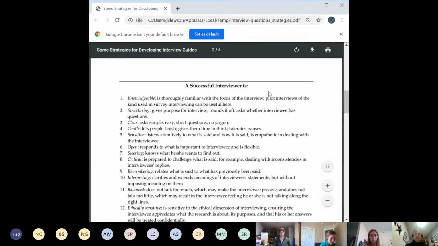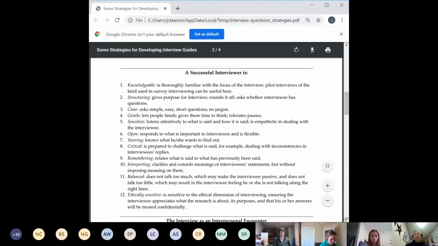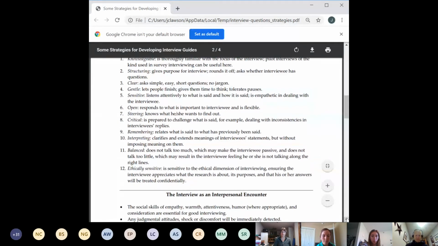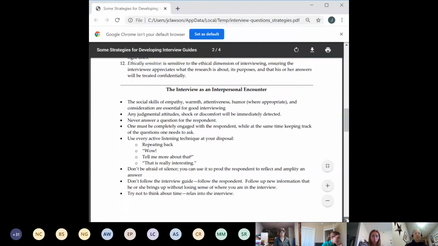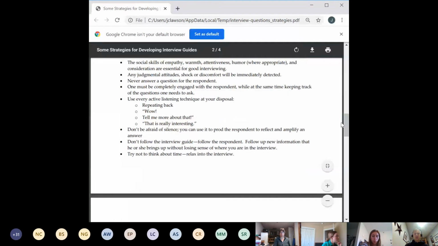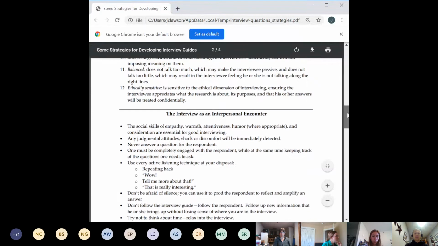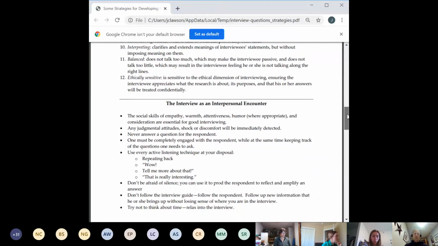A successful interviewer is... So here are some really good tips. I think we really talked about a lot of these already, so it's good to just look back at it. Maybe as you were doing the interviews for this assignment, you can reflect on some of these. The interview is a social or interpersonal encounter. You're dealing with people, right? So really be in tune to your nonverbal body language. If somebody says something you don't expect and you wear your heart on your sleeve like I do, they're going to know if you're judging them or anything like that.